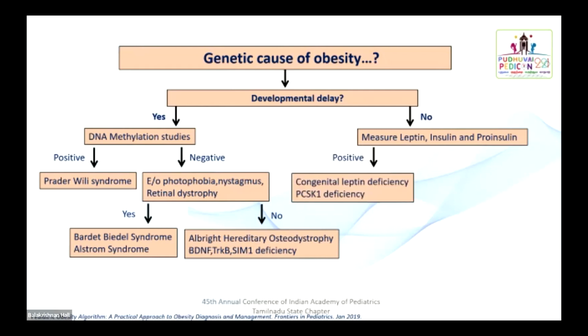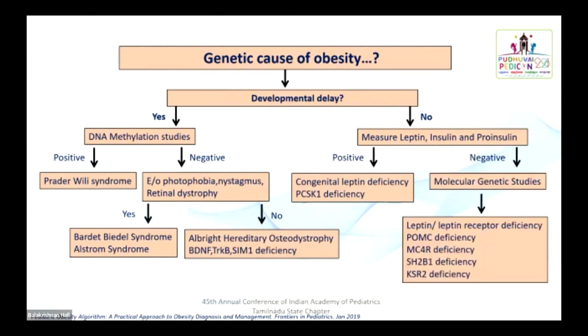Undetectable leptin levels indicate congenital leptin deficiency, which can be treated with leptin injections. Check for levels of insulin and proinsulin. You can pick up PCSK1 deficiency, which is nothing but the prohormone convertase deficiency. And when this is negative, you can do molecular genetic studies to rule out other causes. These are rare causes, but we have therapy. We have MC4R agonist therapy, which is setmelanotide, which can be used for a few of these conditions. So it is very important that we not only diagnose these conditions, it helps us to provide genetic counseling for subsequent kids, and it helps us in management in general.